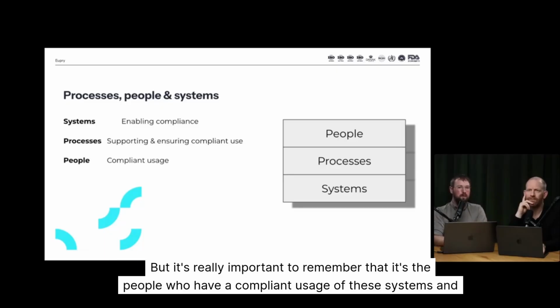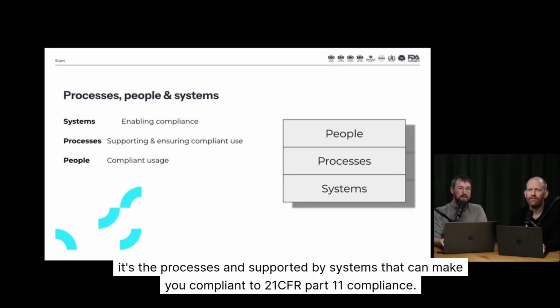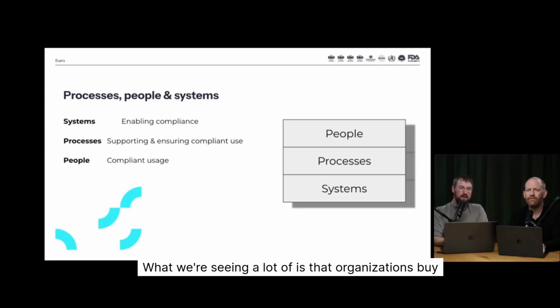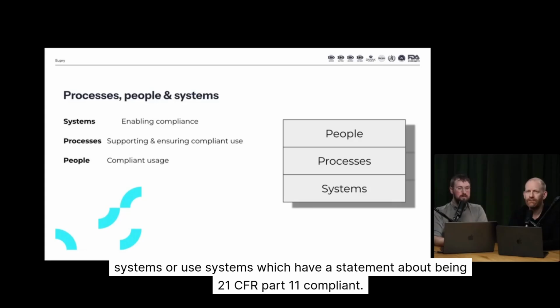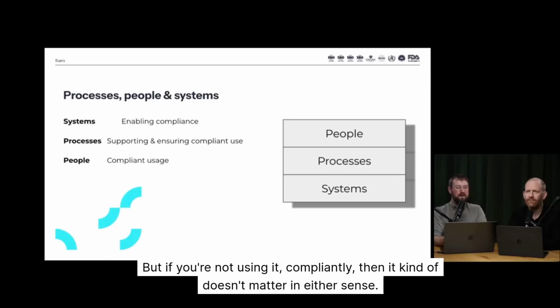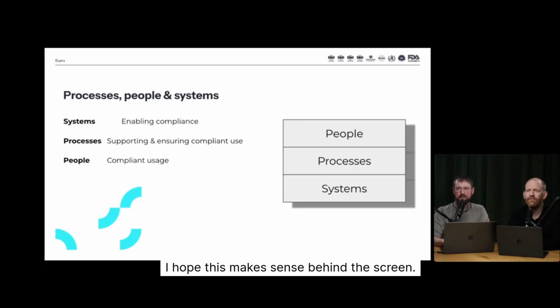But it's really important to remember that it's the people who have a compliant usage of these systems, and the processes supported by systems, that can make you compliant with 21 CFR Part 11. What we're seeing a lot is that organizations buy or use systems which have a statement about being 21 CFR Part 11 compliant, but if you're not using it compliantly, then it doesn't matter in either sense. I hope this makes sense behind the screen. Otherwise, let us know in the chat.